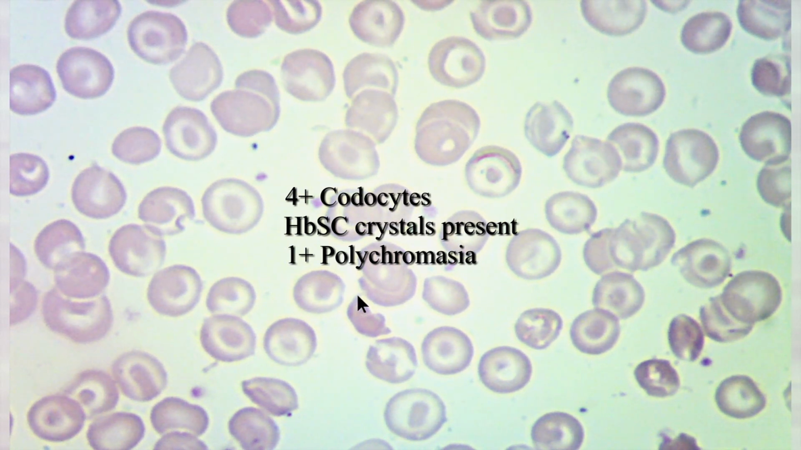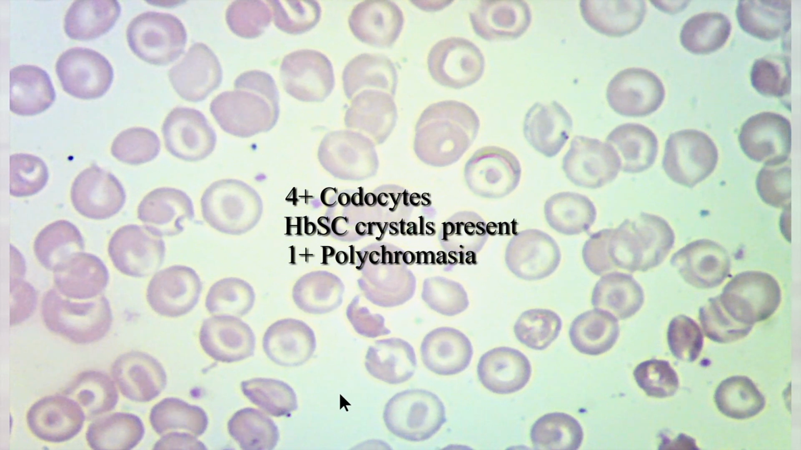Hemoglobin C crystals are present, amorphous hemoglobin C crystals. Polychromasia is present, and we do see the polychromasia in here as well. And this should conclude my report.